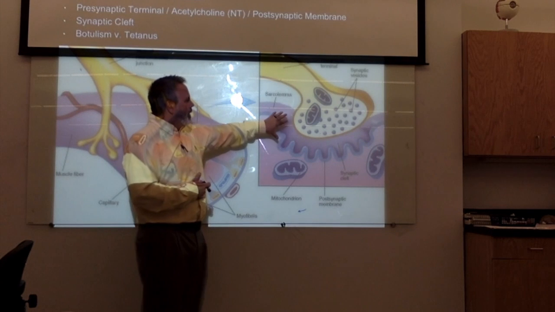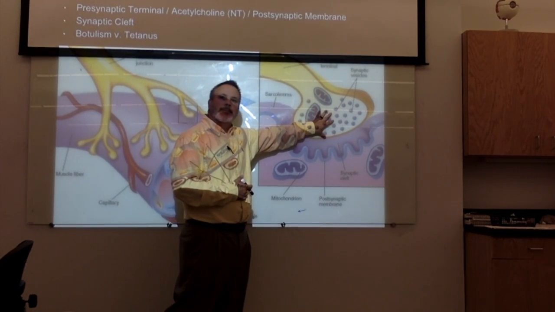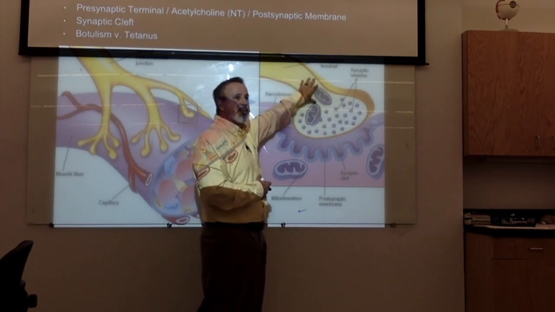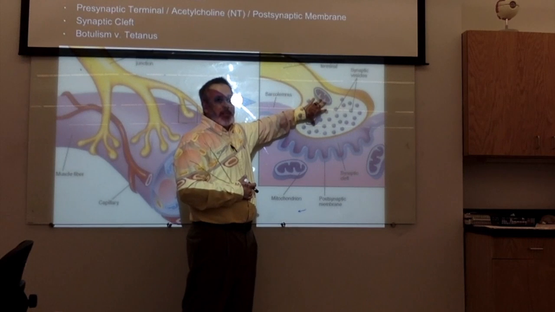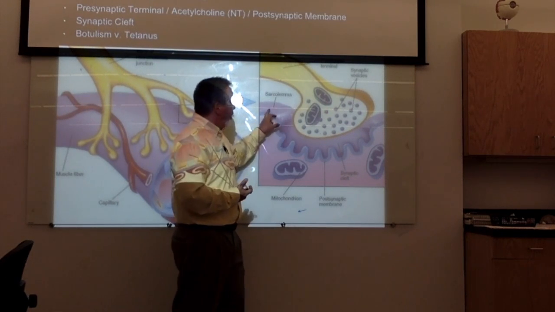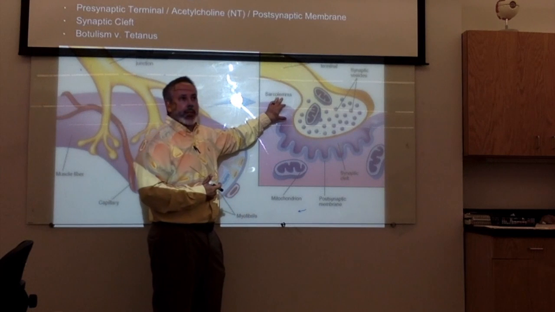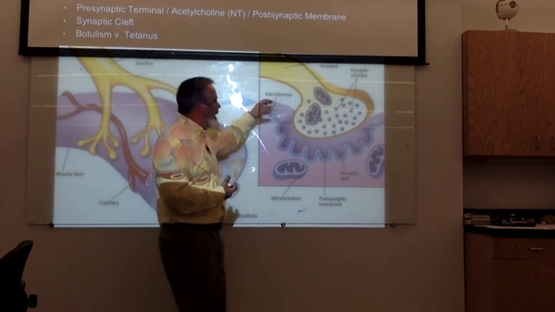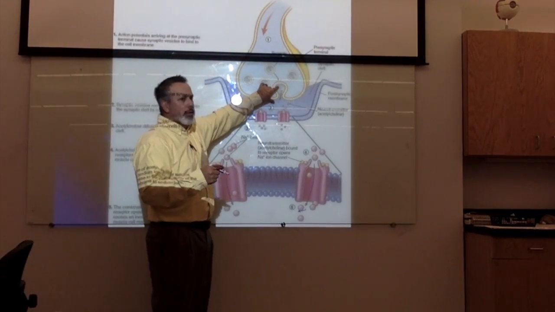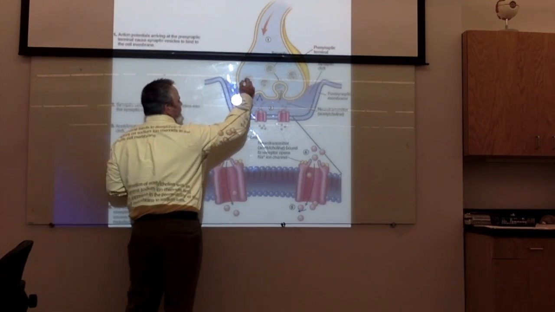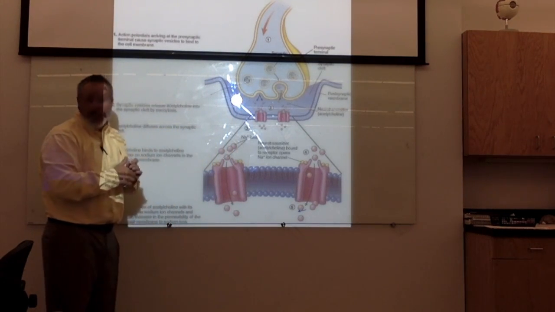So, when the nerve impulse comes down, the motor neuron, this is the presynaptic terminal. Y'all remember that term? Presynaptic terminal? The postsynaptic membrane is the sarcolemma. That's just what it is, right? So when the nerve impulse, the action potential, gets there, it's going to release the neurotransmitter. What's the name of the neurotransmitter? Starts with A.